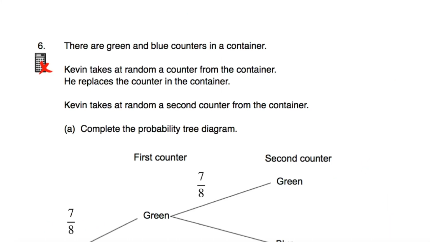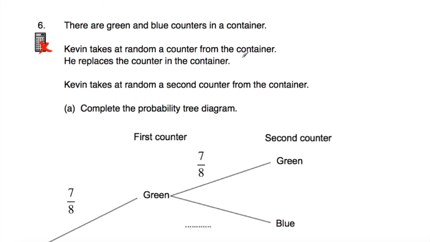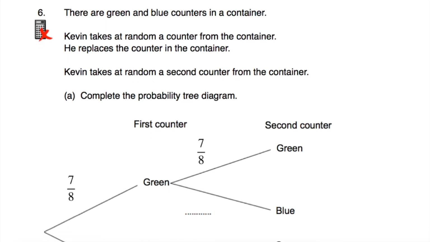Okay, next. So question number 6. Question number 6 says there are green and blue counters in a container. So there's a container with just blue and green counters, no other colours. And Kevin takes at random a counter from the container. He then puts the counter back into the container. He replaces it. That means he puts it back in. And then he takes a second counter from the container.